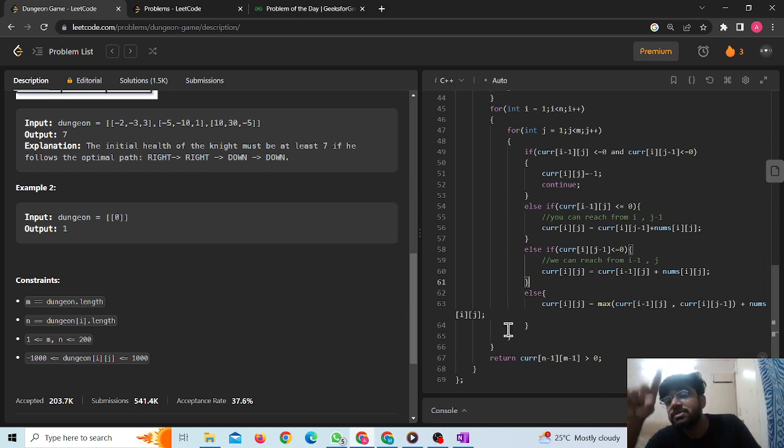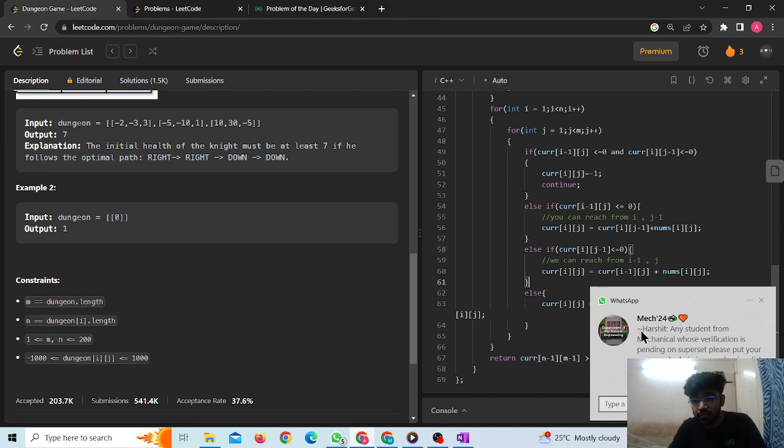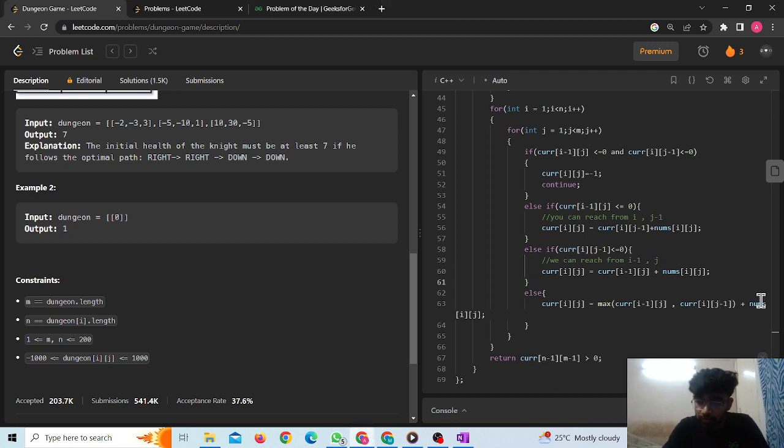And if my last block, the n minus 1 comma m minus 1 block, has a positive value, sorry for the notifications in between, extremely sorry for that. So what I was saying is, if my last block is a positive value, it simply means that my health is a possible health, and then we will simply return true from here. I hope this question was very clear to you, and this was a hard level problem.